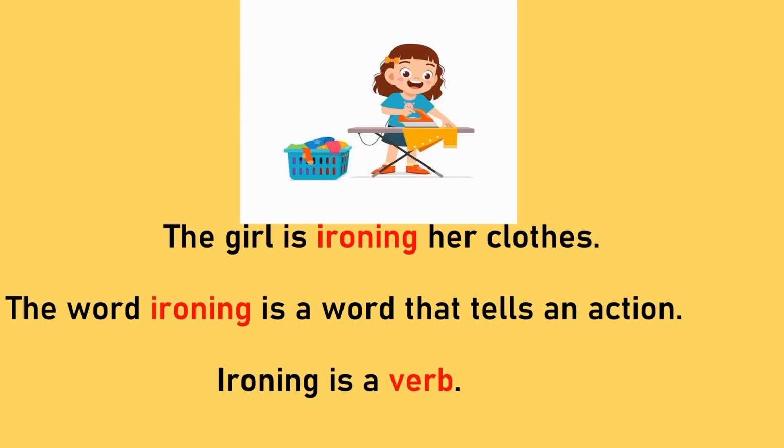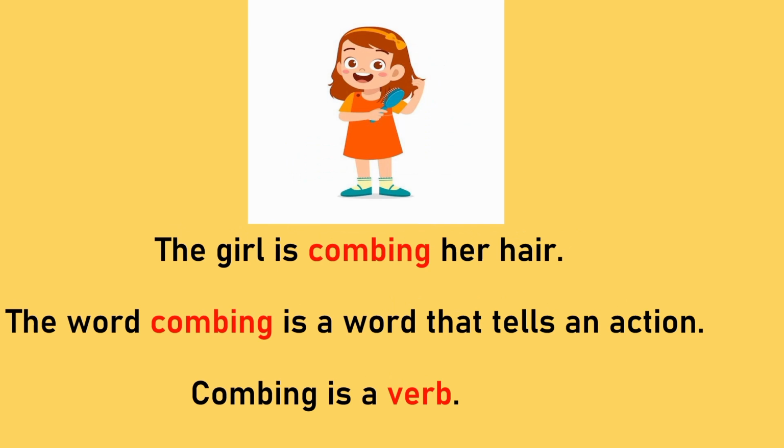The girl is ironing her clothes. The word ironing is a word that tells an action. Ironing is a verb. So here ironing is a verb. The girl is combing her hair. The word combing is a word that tells an action. Combing is a verb. So here combing is a verb.